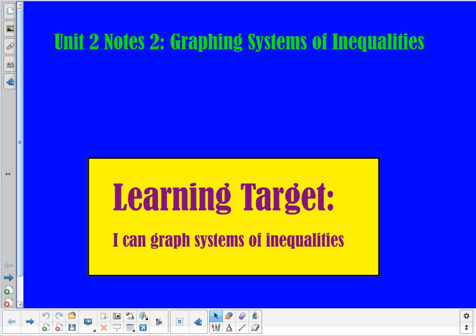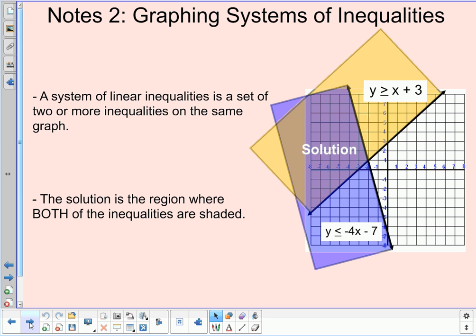Today we're talking about graphing systems of inequalities. So our learning target today is I can graph systems of inequalities. Yesterday we talked about systems of equations pretty heavily and how to graph them and where the solution is on a coordinate plane when we graph them together. Today we're going to talk about systems of inequalities.